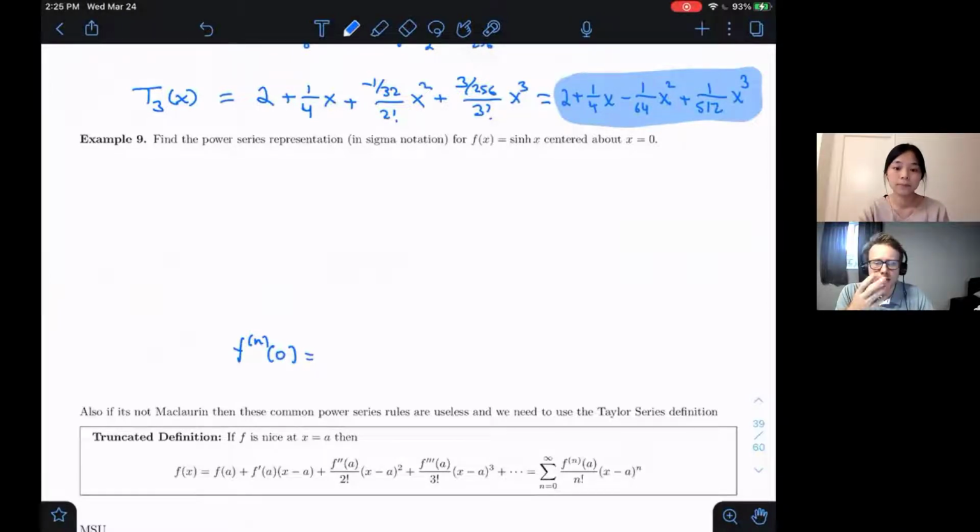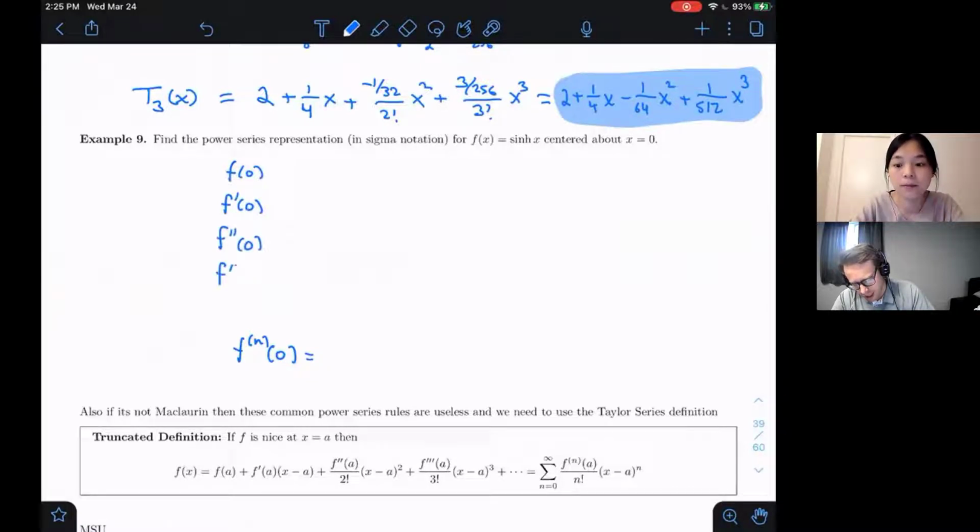Let's take a running start at this. I'm going to figure out just what f of 0 is, and what f prime of 0 and f double prime of 0 are. We're going to calculate a few of these in order to hopefully discover the pattern. And once we have that pattern, maybe we can write down the nth derivative at 0 here.